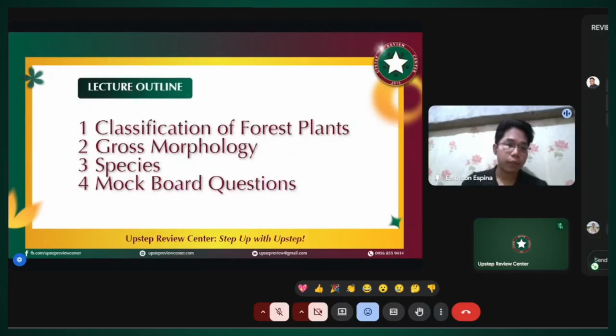So here's our outline for today, for tonight rather. Classification of forest plants, morphology, species, and some mock board questions that we prepared.